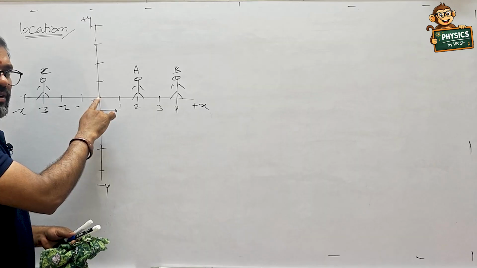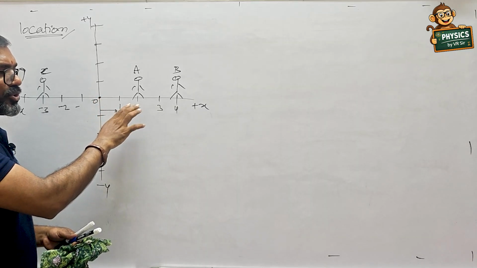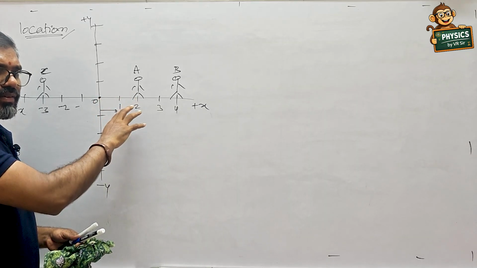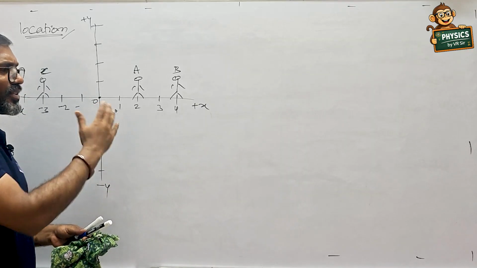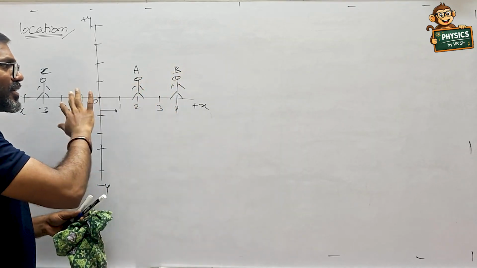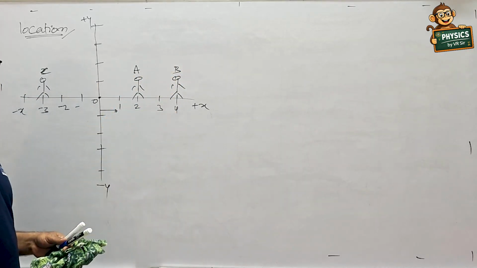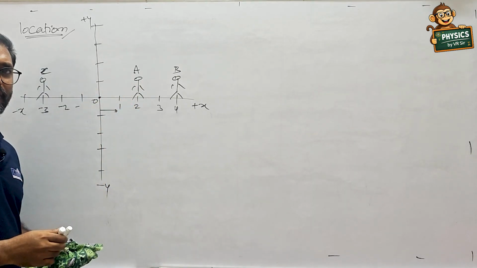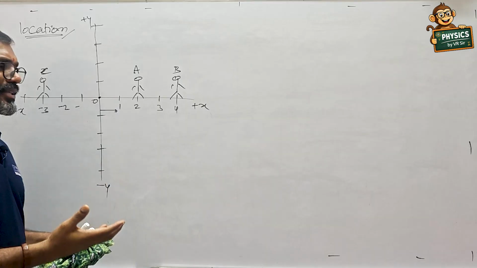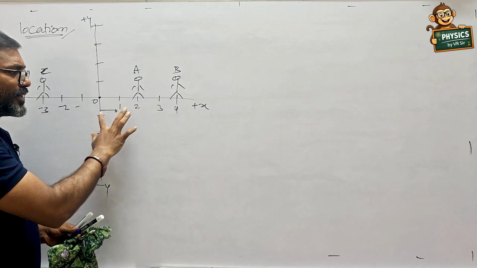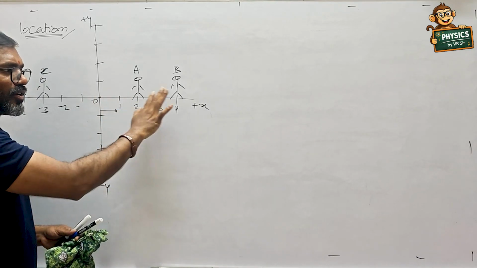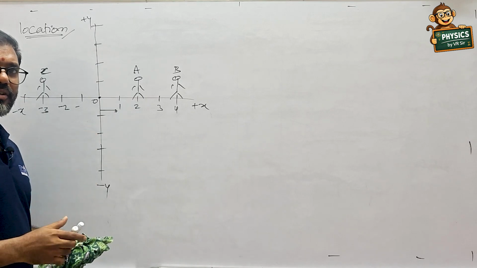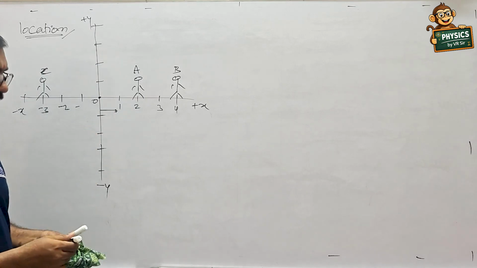We say the origin. So if you ask the position of A, anybody should answer with respect to the origin only, not with respect to B or C. Now tell me, if I ask the location of A, it is 2 units from the origin along the positive x direction. That's only a single answer.